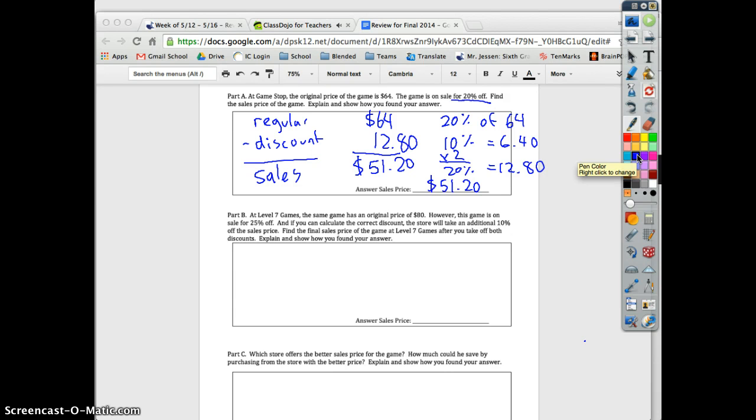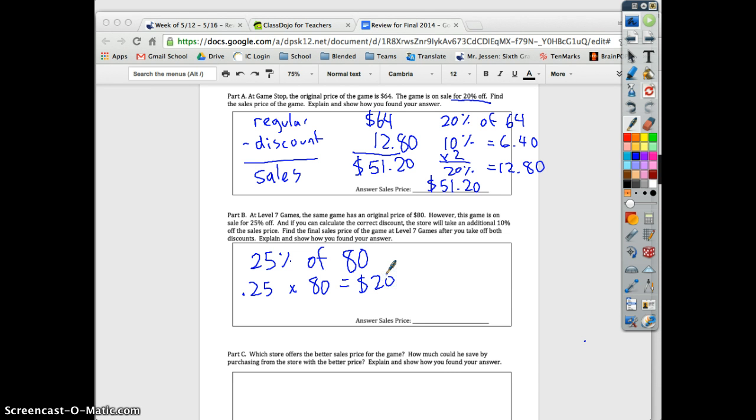Go ahead, Giselle. So what I did is I found 25%. 25% of what? Of 80. How did you do that? I times, okay. So 0.25 times 80. And what did that come out to be? $20. That's a good way to do it.